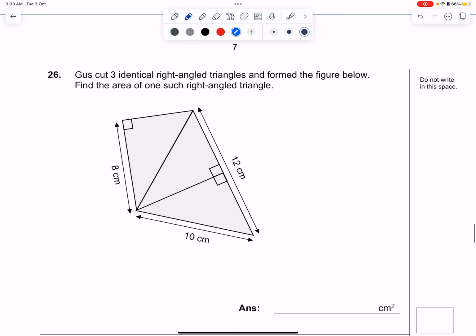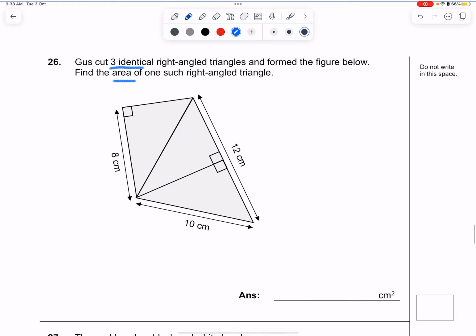Oh wait, sorry, my apologies. They're not asking about angles, they're asking about area. Okay, my apologies. So let's do this. They tell you that there are 3 identical triangles. So therefore, we just need to find one, correct? Now the most important thing is, we need to know what is our base and what is our height.